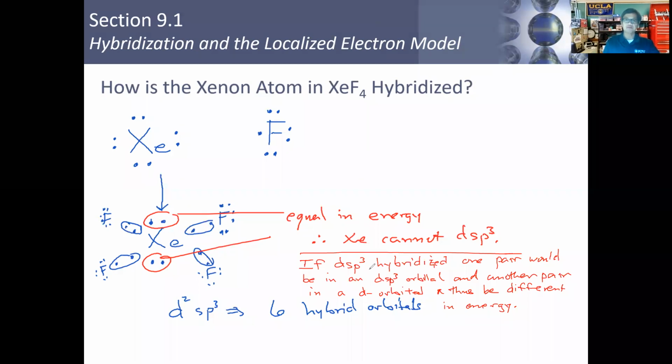That can't happen either. With dsp3 hybridization, one of these pairs will be higher in energy than the others because it will be in an unoccupied d orbital, and the remaining 5 will be in the dsp3 hybrid orbitals.